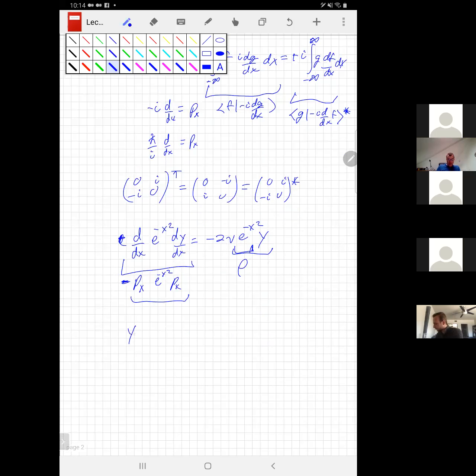Because if I took yi times d/dx of e to the minus x squared dyj/dx, that's got to be yi times minus 2 nu j yj e to the minus x squared. And it's nu j, the eigenvalue corresponding to eigenfunction j, because eigenfunction j is the thing that we acted on.